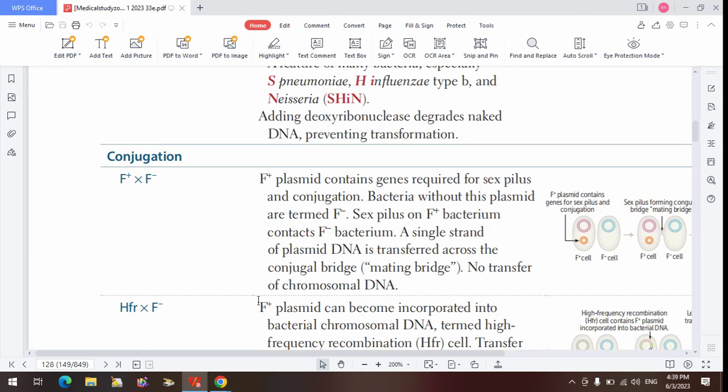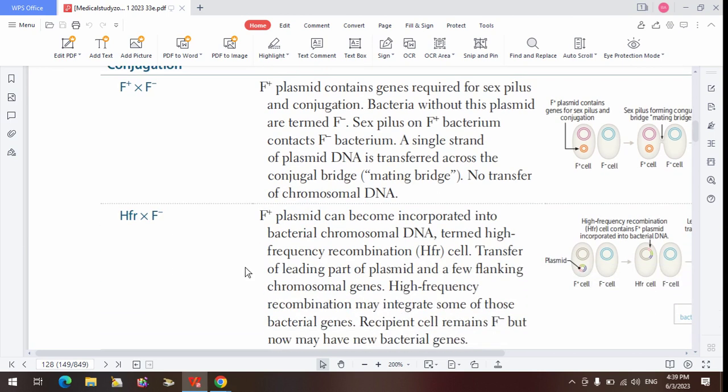How do you transmit that chromosomal DNA? Not plasmid. How can you transmit bacterial chromosomal DNA? The only way you can transmit chromosomal DNA is to incorporate your plasmid into the chromosomal DNA, because plasmid is something that helps you move the DNA outside. Your plasmid is what helps you move your DNA outside. So the only way you can move out your chromosomal DNA is to incorporate your plasmid into that chromosomal DNA so that it can form the high frequency recombination form.